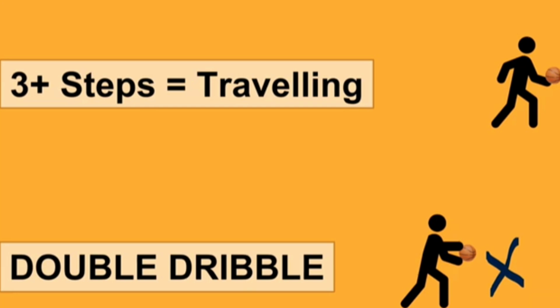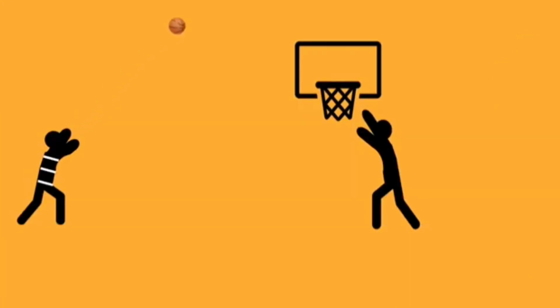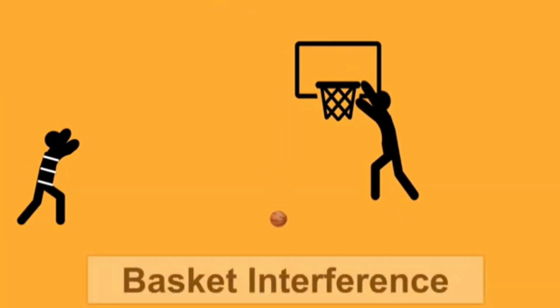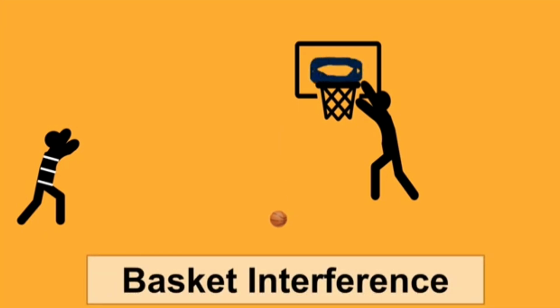The next case is if your opponent's team shot the ball and it's on the rim, trying to knock it out is basket interference, which isn't allowed. If the ball is above the rim and still moving, you can't touch it.